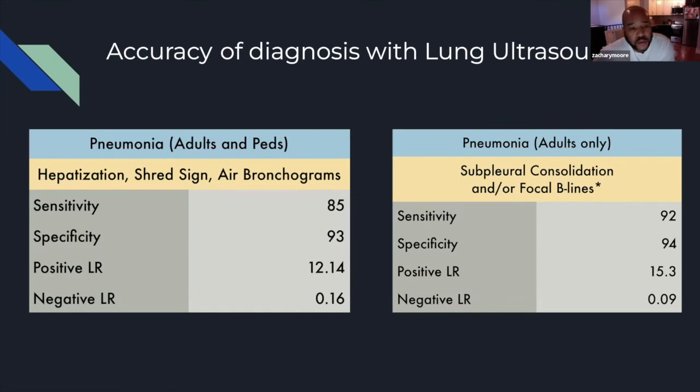If it's 1, it's not substantial, but if you raise it up to like 10, it's a 10-fold increase. So the positive likelihood ratio for both was 12.14 and then 15.3. It pretty much says that it's specific and you can rule in the disease. Meanwhile, if it's less than 0.1, it's great to say that it's sensitive to rule out the disease. So it shows overall that lung ultrasound is very specific and sensitive when it comes to pneumonia.